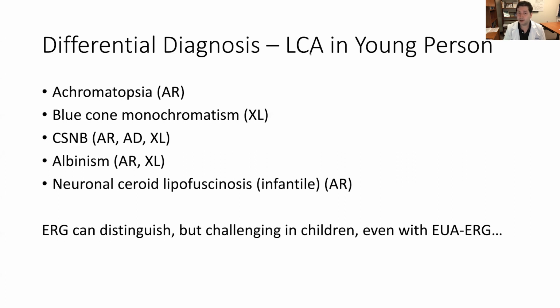When you see a young person, an infant or a child with difficulty from vision that seems to be congenital or early onset, think about these other disorders that may present: achromatopsia, blue cone monochromatism, congenital stationary night blindness. The ERG can distinguish it, but that can be very challenging in children, even with an exam under anesthesia and an ERG. But an ERG and functional testing is very important, particularly in these children, to tease it apart, because the fundus changes may not look that dramatic early on.